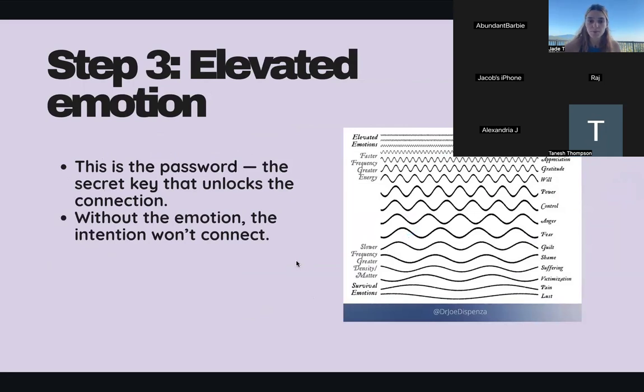Okay, step 3. So this is basically, you've typed in your username. So you've turned on the signal by entering into brain and heart coherence, and you're in meditation. You've entered your username by getting clear on your intention. Now it's time to put in the password and really open up that signal. This is the elevated emotion phase. This is the secret key that unlocks your connection. Without the emotion, the intention will not connect.